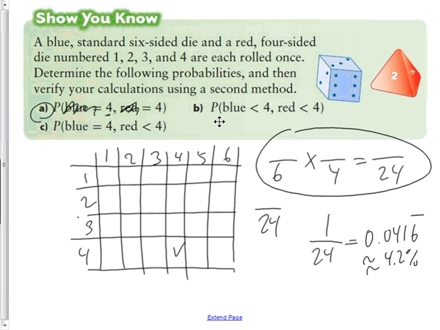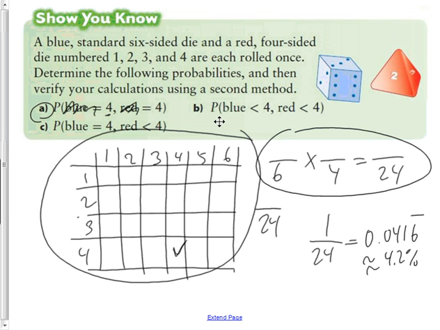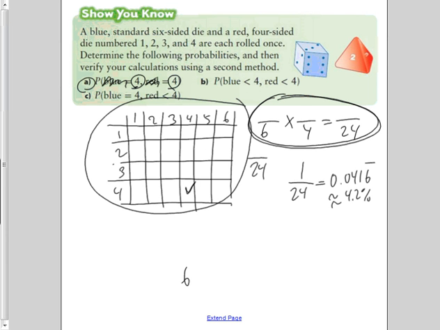But it says determine the following probabilities and verify your calculations using a second method. So my first method was looking at my sample space and putting a check mark in each of the boxes that had blue 4, red 4, or six-sided dice 4, four-sided dice 4, and there's only one of them. But what we're trying to extend this to is using this method here. And remember, the bottom number represents how many different combinations, but the top number is our favorable outcome. So on the six-sided dice, how many favorable outcomes were there to make what I'm looking for true?